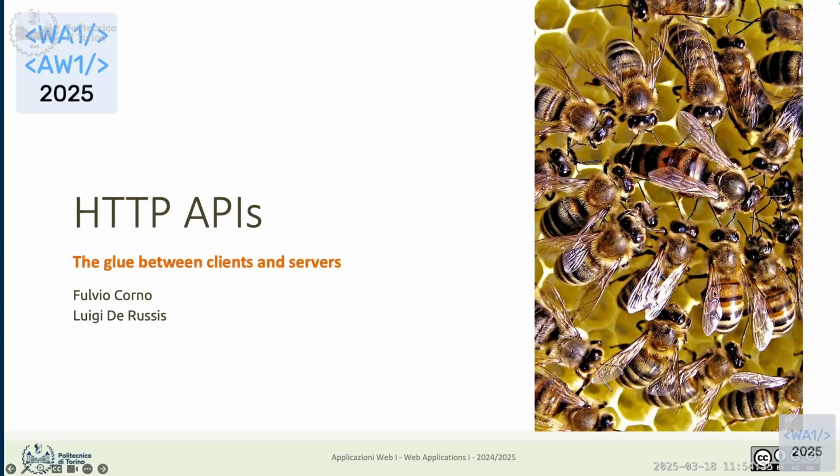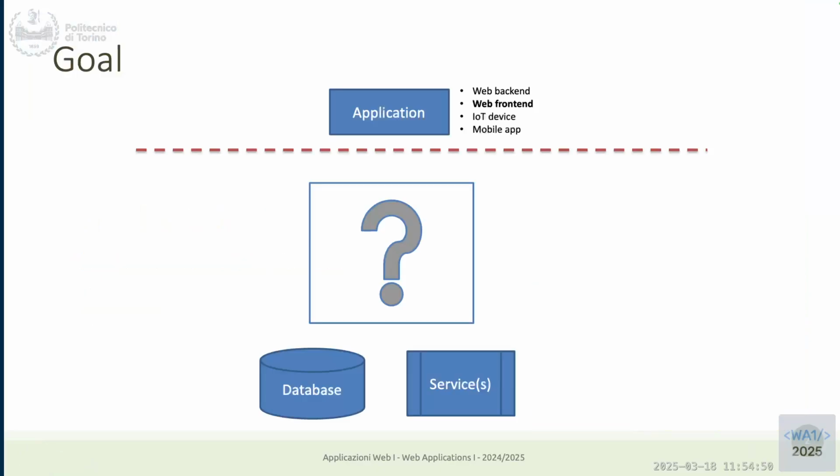Okay, so our next step is to think about how we can use this low-level HTTP knowledge to design APIs for communication and collaboration between a client application and a server.